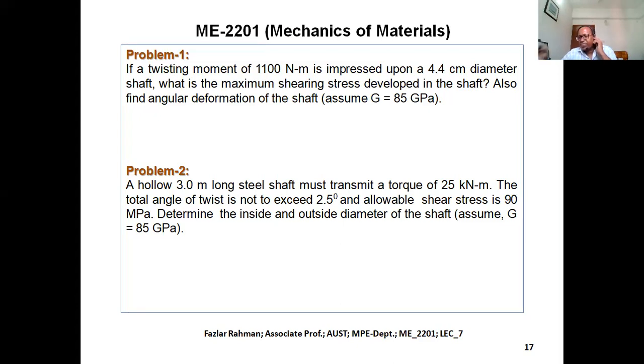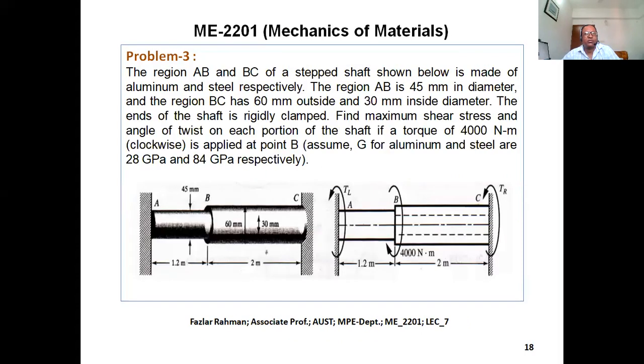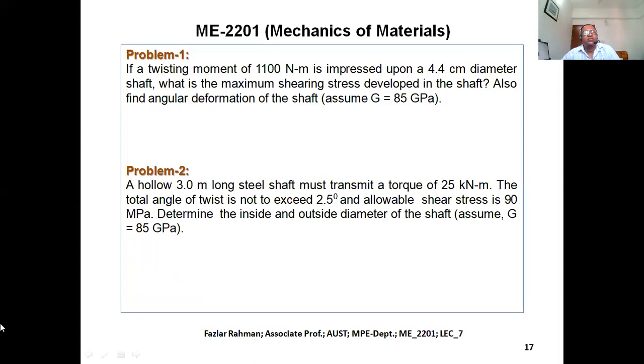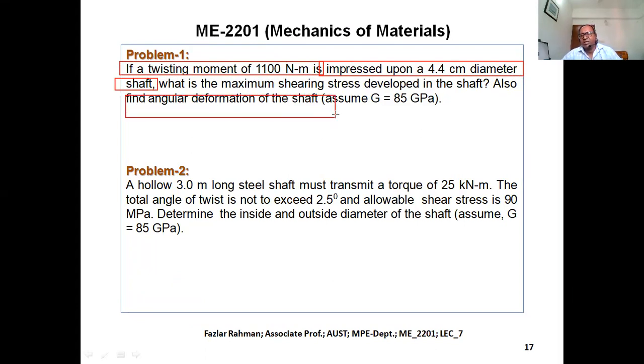I put 3 problems over here, this 1, 2, 3, and I'll put one more problem and solve it. So if you look at the first problem, it says: if a twisting moment of 1100 Newton meter is impressed upon a 4.4 centimeter diameter shaft, what is the maximum shear stress developed? And also find the angular deformation of the shaft.